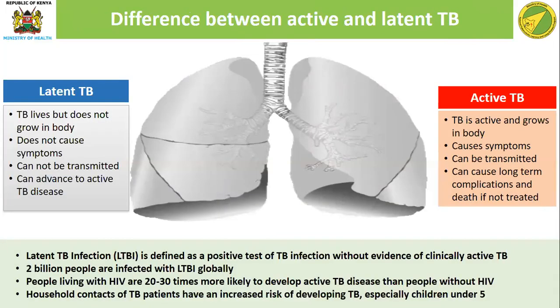So at this juncture, we are able to differentiate between active and latent TB. But just to repeat, for the sake of all of us to understand, we said for latent TB, the bacilli lives in you, but does not grow. It does not replicate. So by that, you're not showing any signs and symptoms. You cannot transmit it. And if it is not managed, then it can advance to active TB disease. For active TB, the TB is active, it is replicating, it is growing. So you're showing signs and symptoms. It can be transmitted because now you're coughing and the likes.